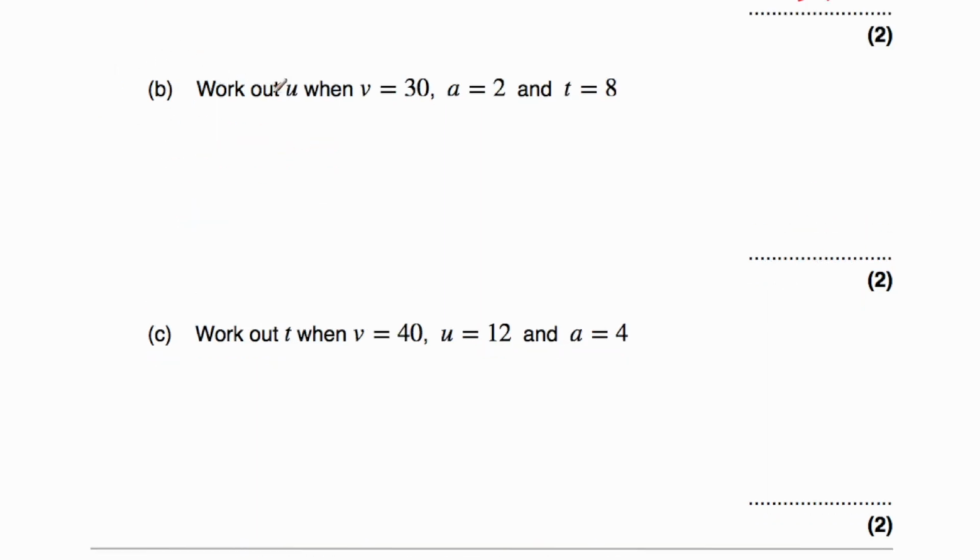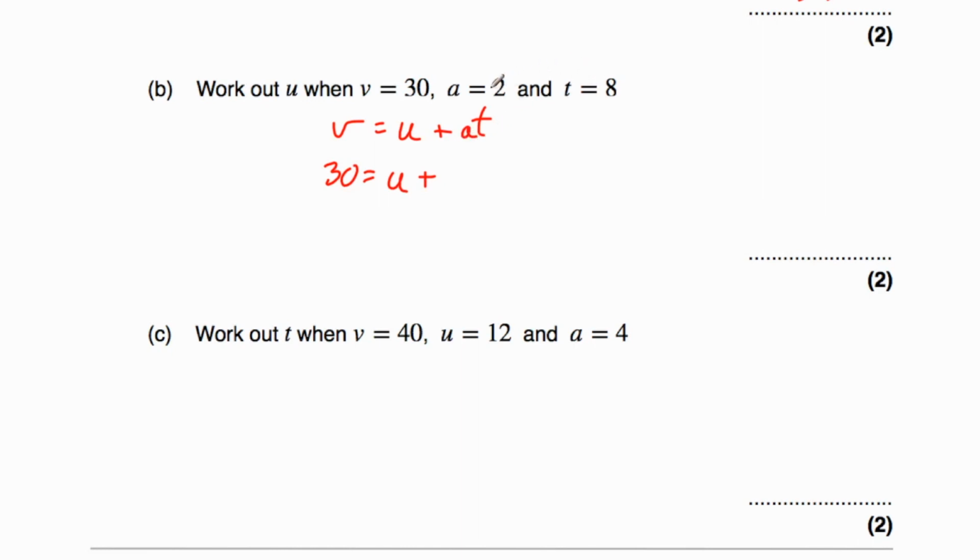Okay, part B. Part B, we've been asked to work out the value of u whenever v is equal to 30, a is equal to 2, and t is equal to 8. So remember the formula was v equals u plus at. I know that one off by heart. And we've been asked to work out the value for u. We know v is equal to 30, so we've got 30 is equal to, and we're still trying to find u, so let's leave our u there, plus a times t.